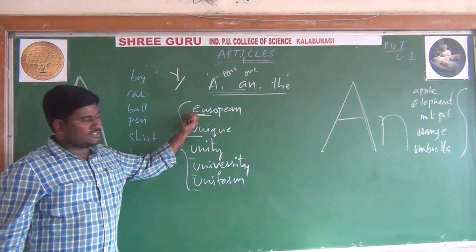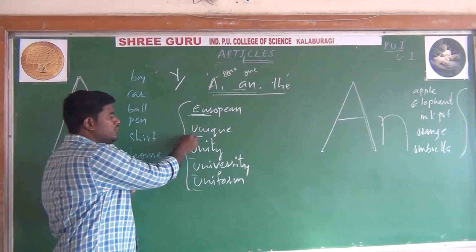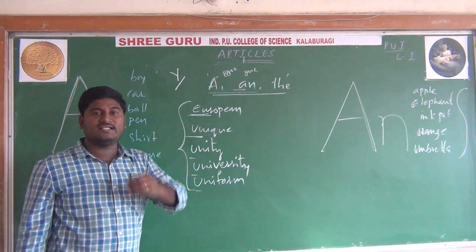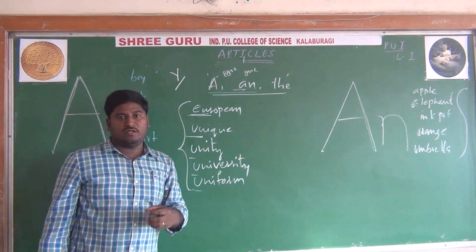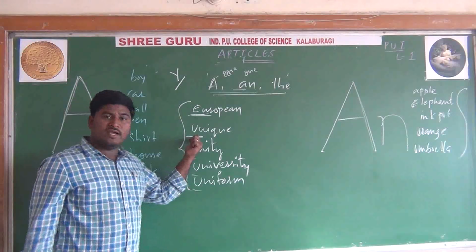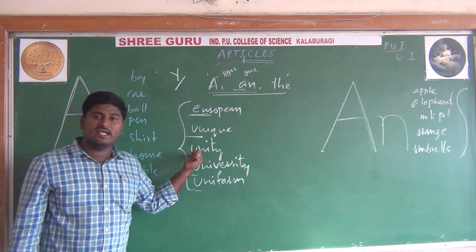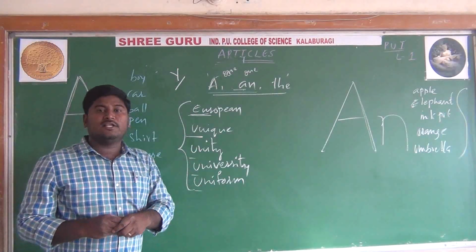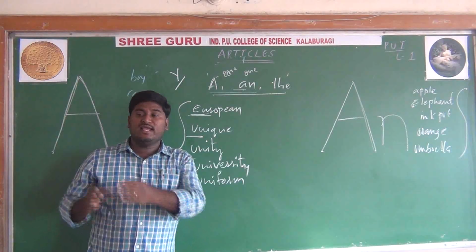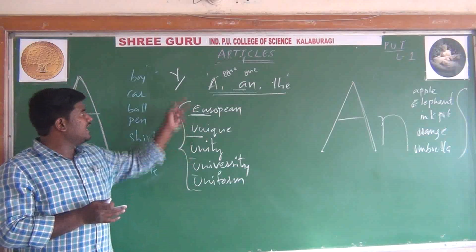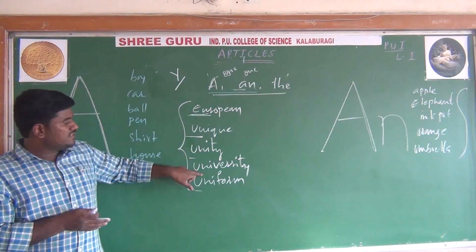European, it is having a Y sound. So therefore, unique is also the same. A unique painting, it is a unique picture, a unique painting. So that unique, U, it is also having a Y sound. And unity, there is a unity in the classroom. Unity, U is also having the consonant sound.